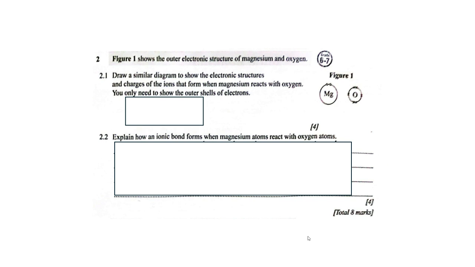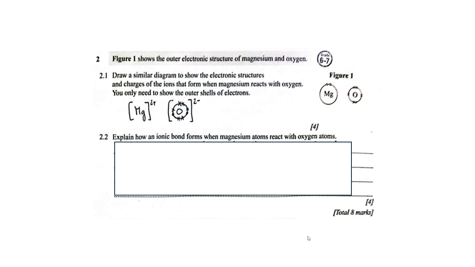Next one, figure 1 shows the outer electron structure of magnesium and oxygen, so 2 electrons on the outer shell of magnesium, 6 on the outer shell of oxygen. Draw a similar diagram to show the electronic structures and charges of the ions that form when magnesium reacts with oxygen. So both electrons from magnesium are going to be transferred to oxygen, so magnesium is left with no electrons in its outer shell, forming a 2+ ion. Oxygen is going to gain those 2 electrons, forming an O2- ion. Make sure you have 6 crosses, 2 dots.